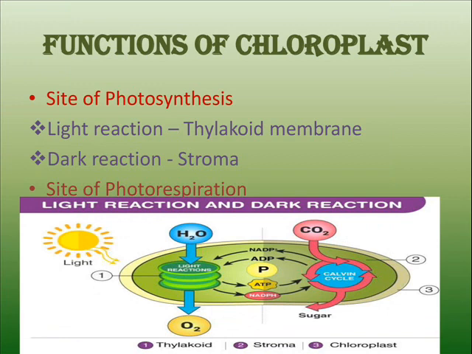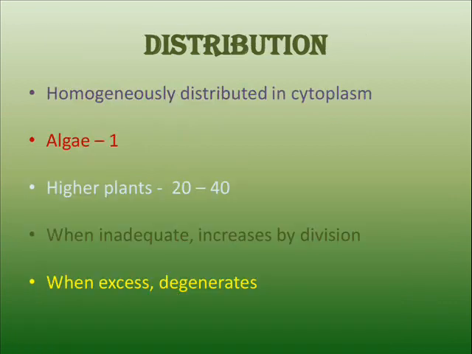The functions of chloroplast are mainly classified into two, namely photosynthesis and photorespiration. Photosynthesis involves the light reaction which occurs in the thylakoid membrane, whereas the dark reaction takes place in the stroma. The chloroplasts are almost homogeneously distributed in the cytoplasm. In algae, we could see that only one chloroplast is present, whereas in higher plants, around 20 to 40 chloroplasts could be seen.